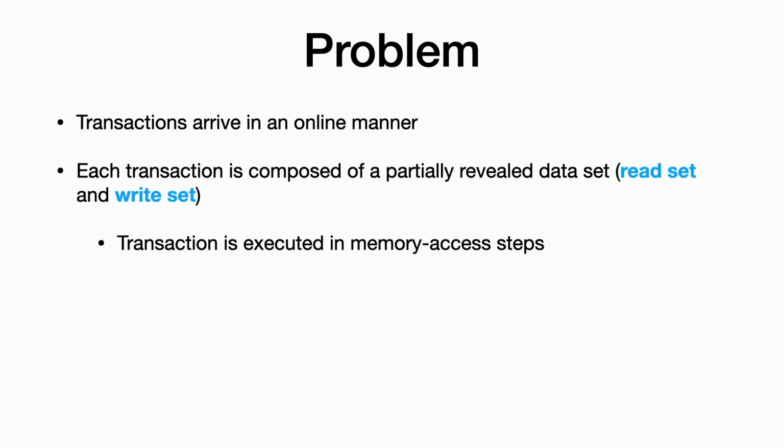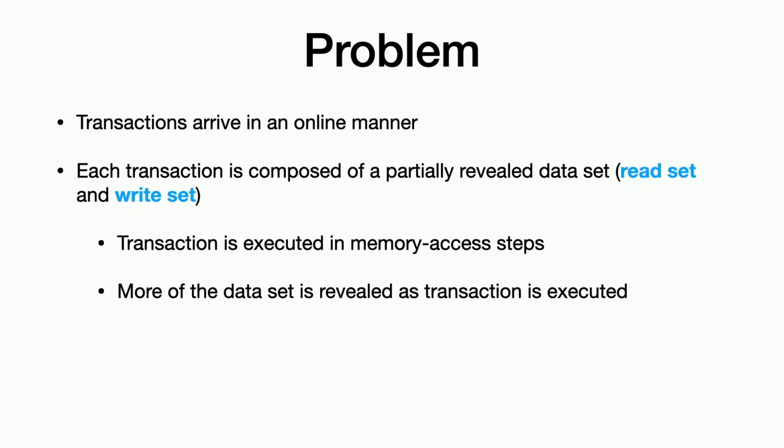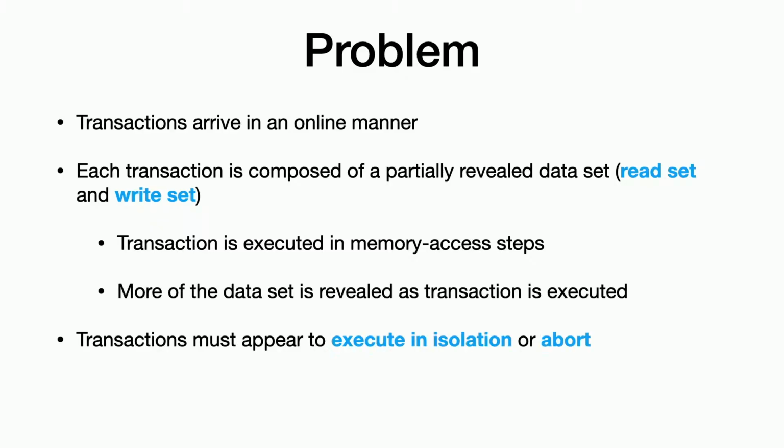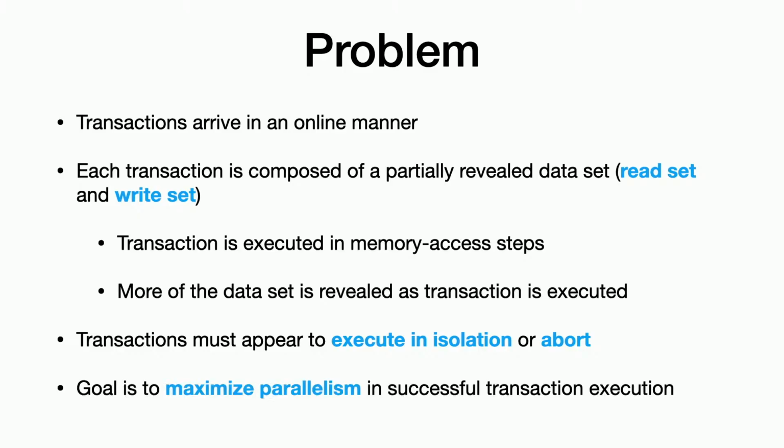We execute the transaction at the granularity of shared memory steps, but the steps can also include sending a message to another node. And as I said, more of the data is revealed over time. We want serializability, so the transaction can either appear to execute in isolation or it can abort, in which case it doesn't have any effect. Our goal is to maximize parallelism with these transactions.